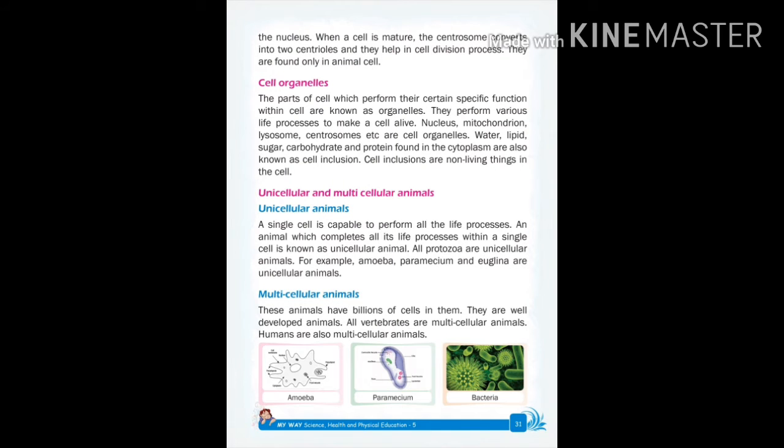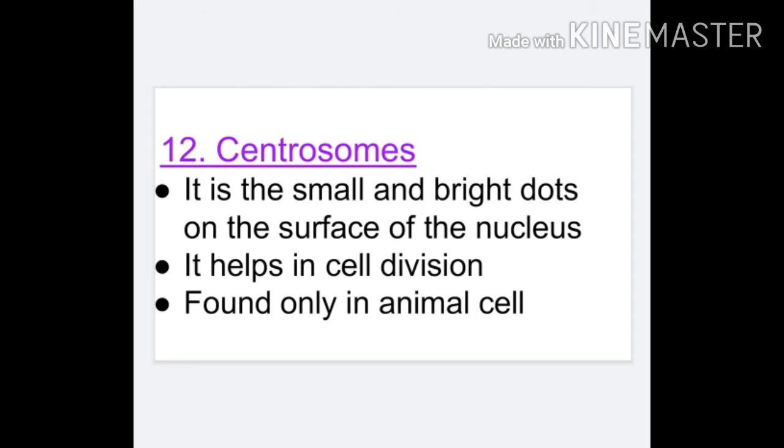The last component of the cell is centrosomes. Centrosomes are small, bright dots found on the surface of the nucleus, and they are found only in animal cells. It helps in cell division. These are the components of the cell.